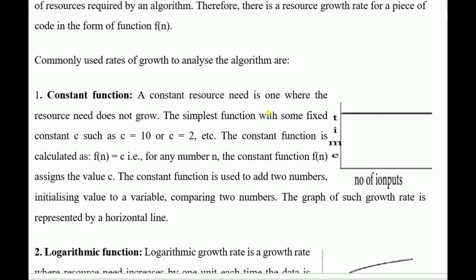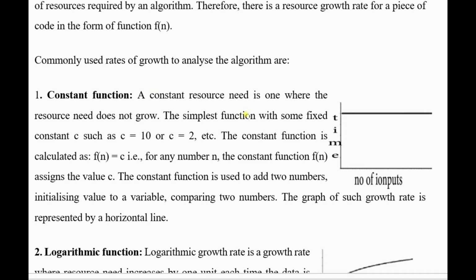A constant resource need is one where the resource need does not grow. That means anytime you are taking it, the resource will not grow. It will be the same, the same resources required. That is the concept of a constant function. There will be a constant resource for that operation. And as I said in the last class, the assignment operations, addition, subtraction, these types of operations we will call a constant function.